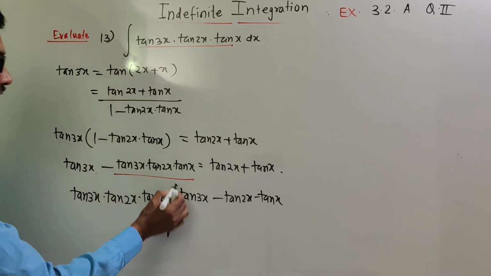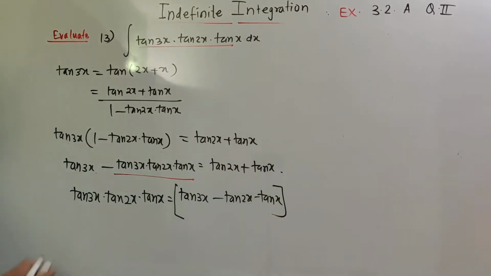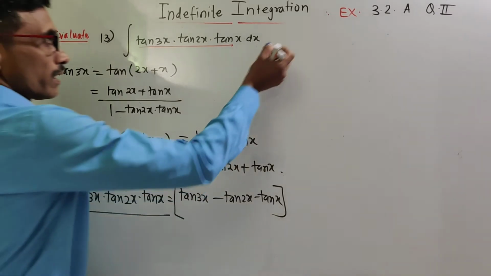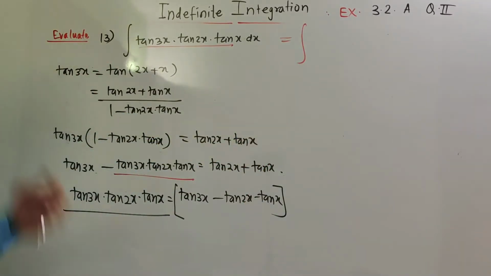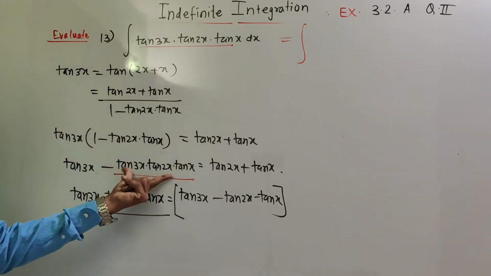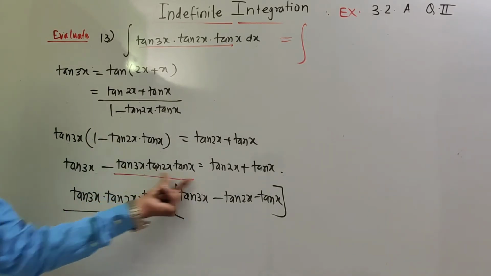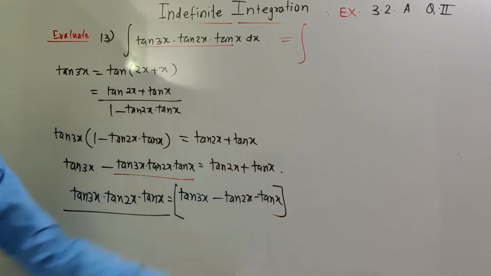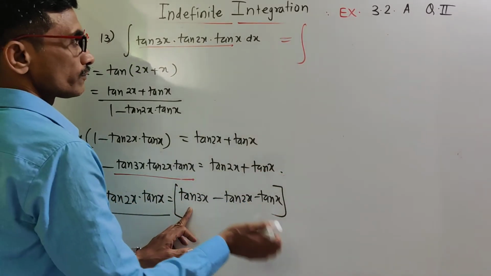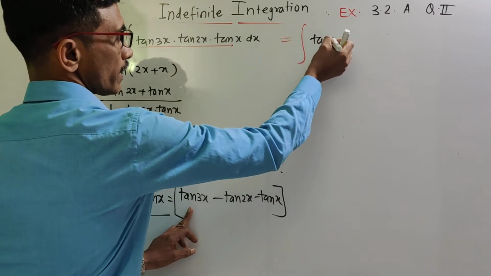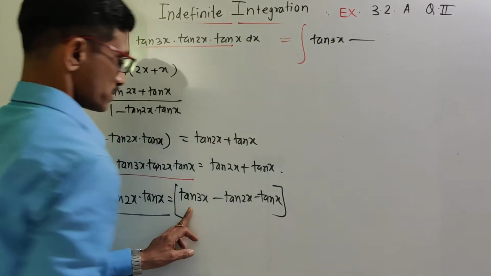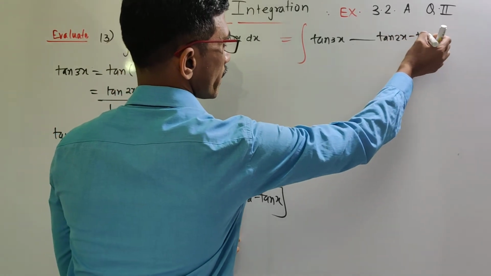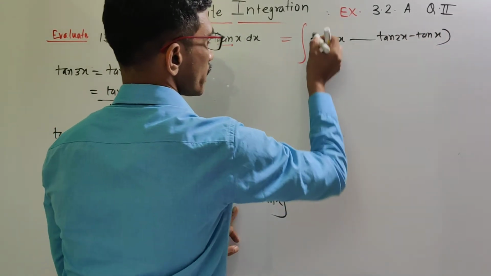So that means we are integrating this. So to integrate this means we integrate this. So directly we'll write here integral of tan 3x tan 2x tan x, that is equal to tan 3x minus tan 2x minus tan x. So it is integral of tan 3x minus tan 2x minus tan x dx.